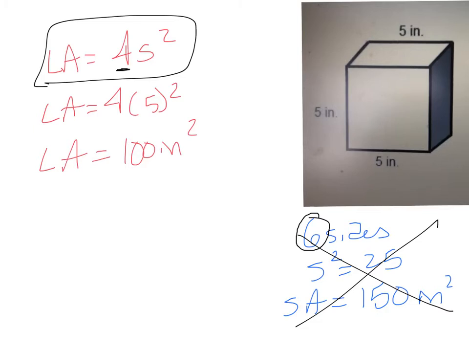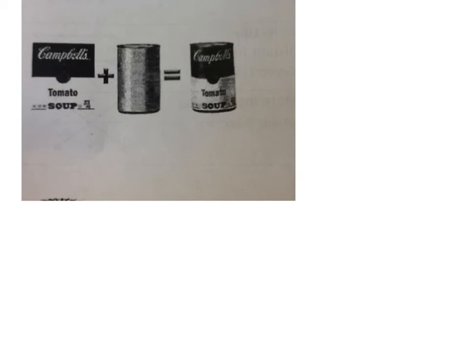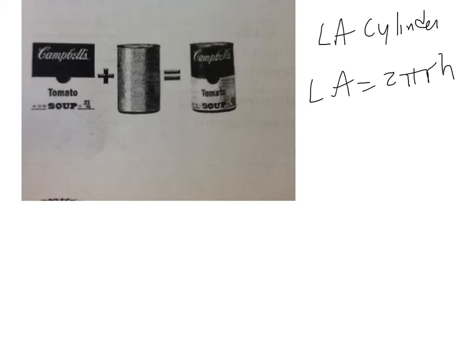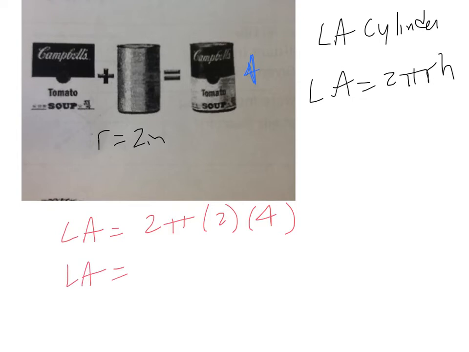Okay, let's take a look at the next one, please. Now in this case, we're going to be dealing with the lateral area of a cylinder. And according to the formula that I gave you, LA equals 2 pi r h. So think about this for a second. If I told you that the radius of this can was 2 inches, then what you're going to do is lateral area equals 2 pi, and the radius would be 2. And the height, I have to give you the height as well. So maybe I said the height of the can was 4 inches. So you would put a 4 in here as well. Lateral area is equal to 16 pi inches squared.